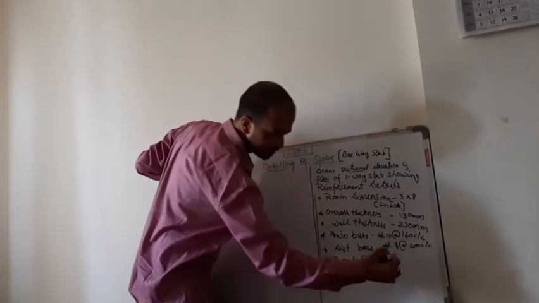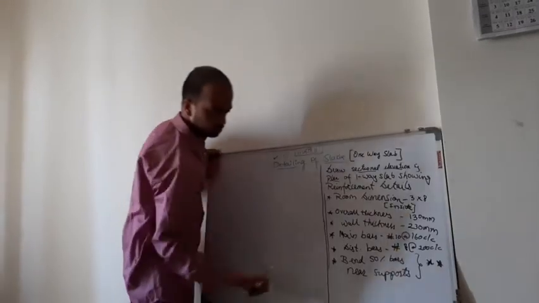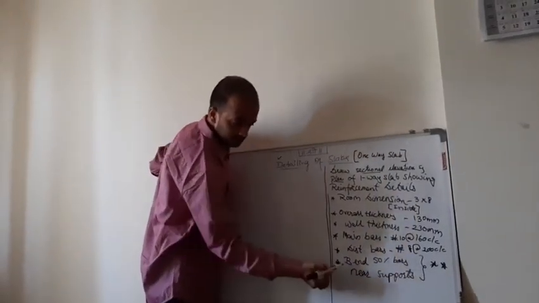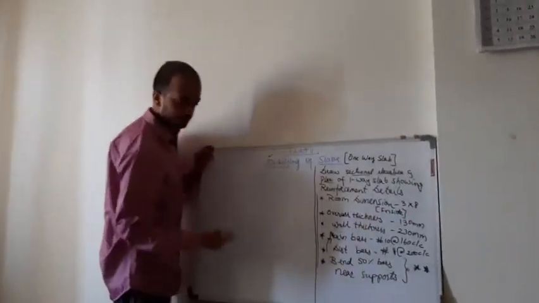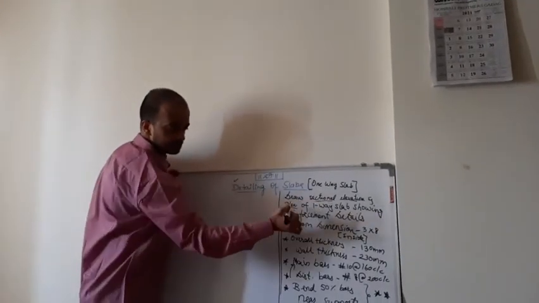And one clause is given here. This is very important, so you need to note this. Bend 50% bars near the support. So this is applicable only for main bars, not for the distribution bars. Okay, so we shall now start with the sectional elevation and plan.